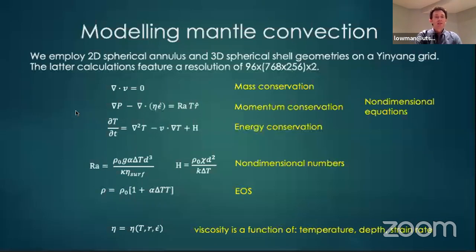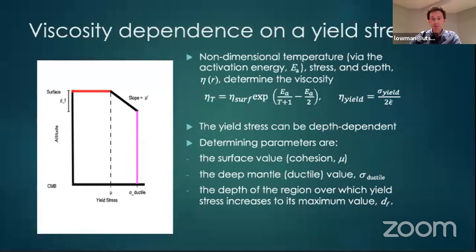So we employ 2D spherical annulus and 3D spherical shell geometries on a yin-yang grid. And the latter calculations feature a resolution of 96 by 768 by 256 by 2. We solve the conservation equations for a Boussinesq infinite Prandtl number flow. And in particular, I want to note that the viscosity is strongly dependent on temperature, mantle depth, and the strain rate. The thermal viscosity contrast in our models is 32 million and is governed by an Arrhenius type of exponential dependence.